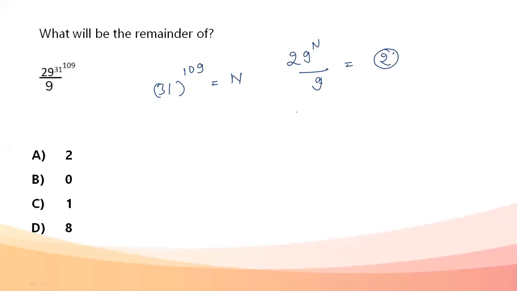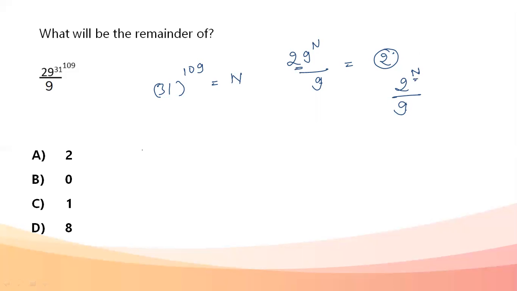Now find the power cycle when remainder becomes 1. So for this the remainder is 2, so basically what I have is 2 raised to power n. Remainder is raised to power n. Now I have to divide by 9.